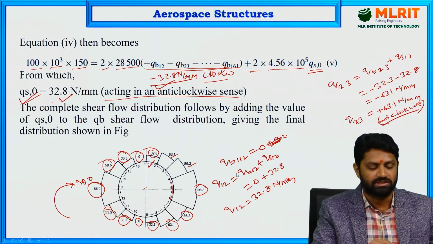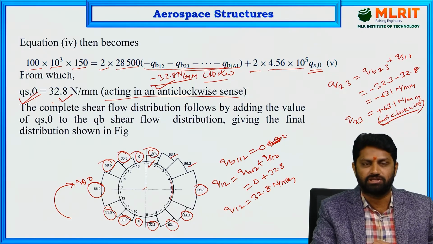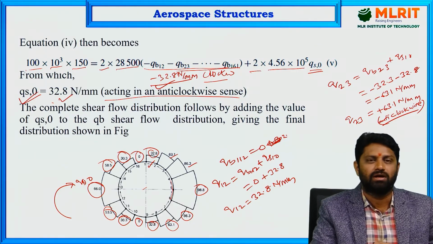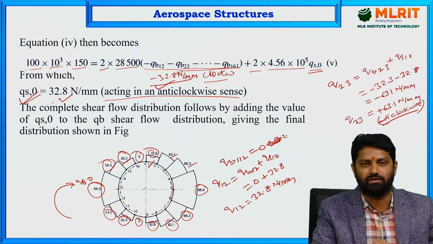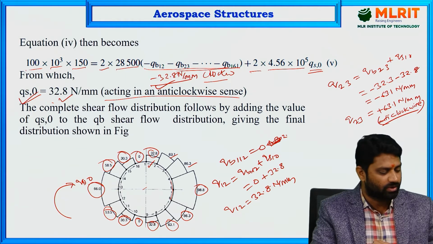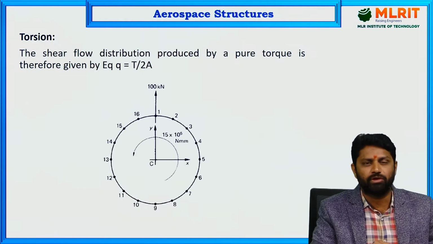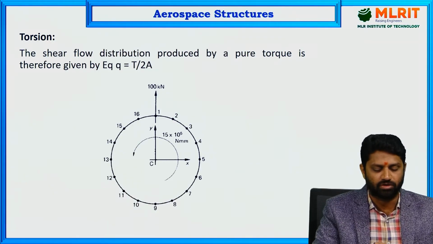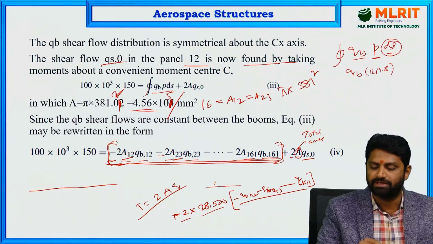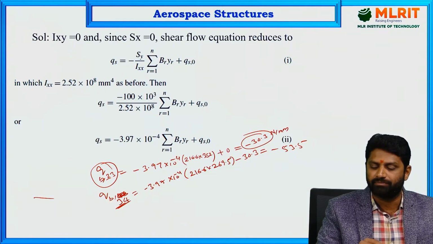Okay, so this is how the complete shear flow distribution can be calculated for the fuselage cross section whenever it is subjected to a shear load, and which is acting at a distance of 150 mm from the centroid. Okay, now if you look at the torsion, earlier we have drawn the diagram. Okay, earlier we have seen the diagram that 150 mm is acting.